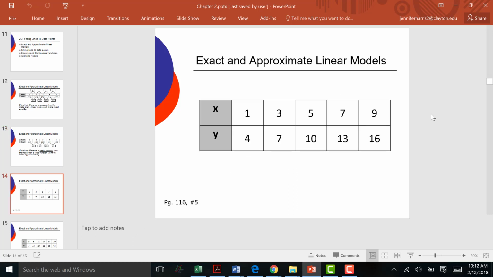Here we go. Your turn. Is there a linear equation that will model this data exactly, approximately, or not at all? What are we supposed to do? Y'all saying exactly? Well, how do you know that? The first difference is the same. What's the first difference between 7 and 4? And 7 and 10? And 10 and 13? And 13 and 16? So there is an equation that will model that data exactly.